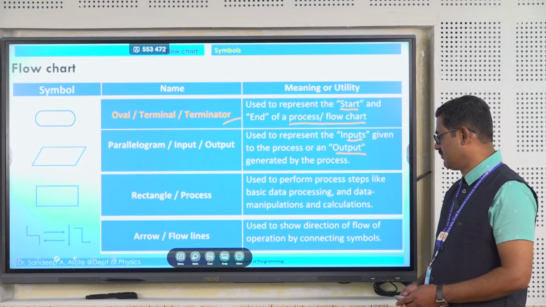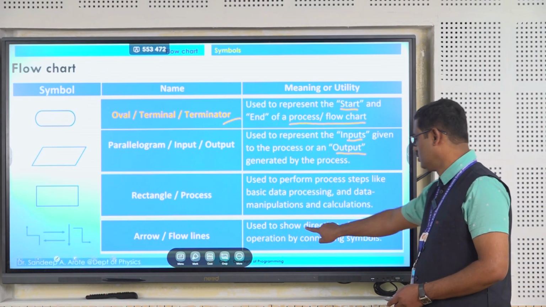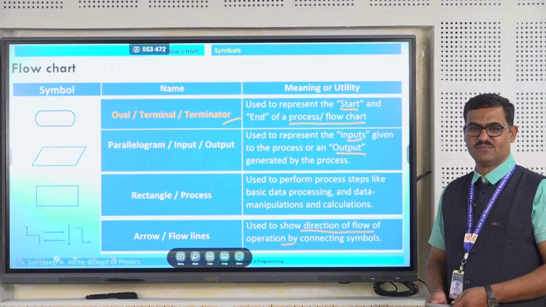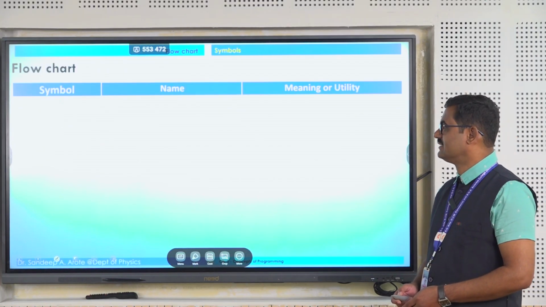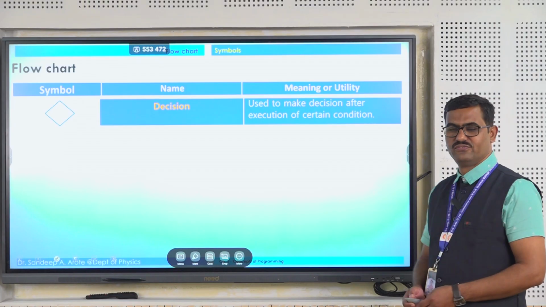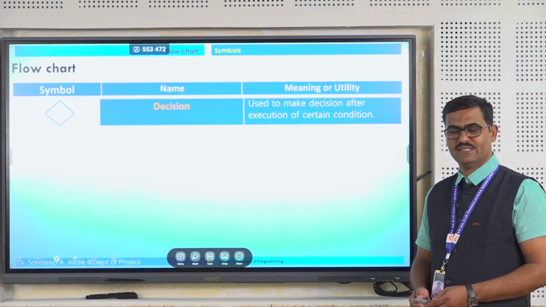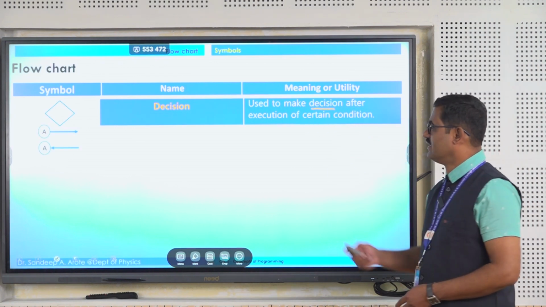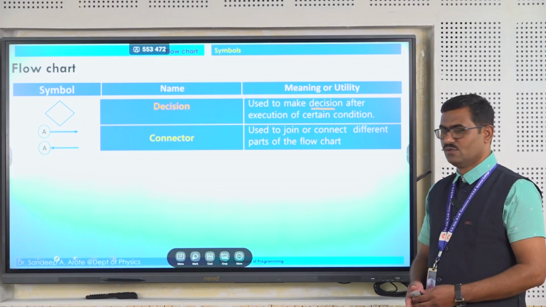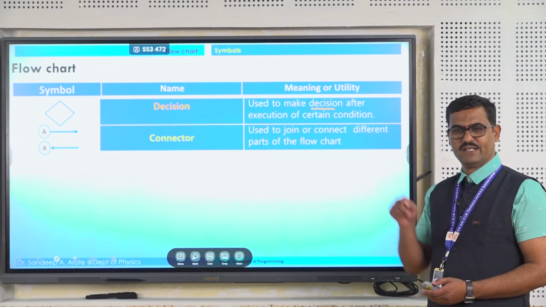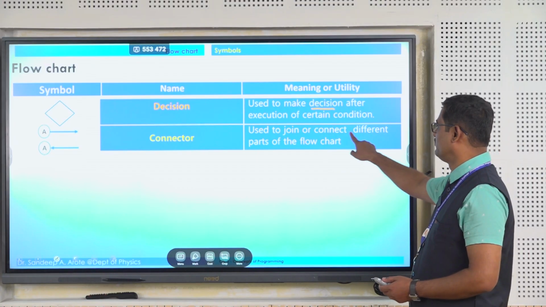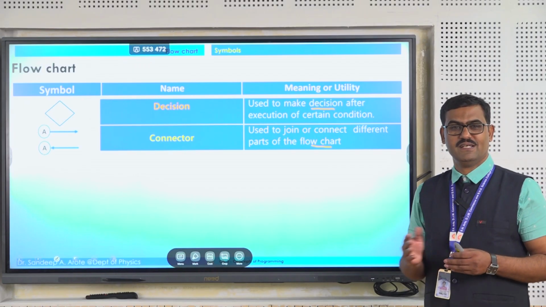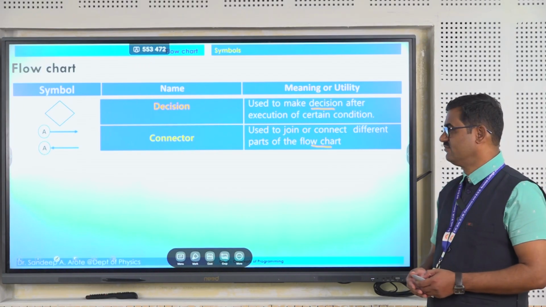Then arrows are basically known as flow lines. They are used to show direction of flow of operation by connecting the different symbols of flowchart. The next is decision. So if you want to check any condition, that you can put in a decision box. So it is used to make a decision. The next is connector. So alphabet in a circle connected with arrow, that you can use to connect different parts of flowchart. So if your flowchart becomes too lengthy from one page to two pages, then this flowchart branches you can connect with the help of connector.